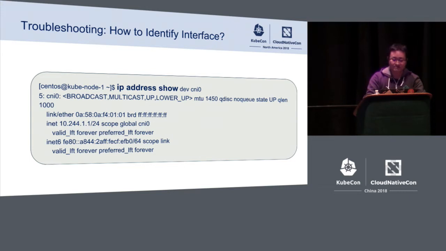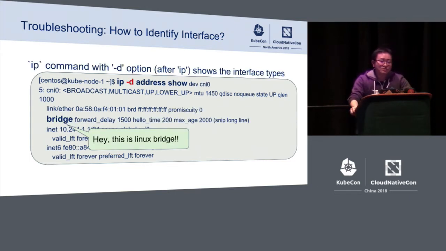So the first step is the ip command with the -d option, which shows the interface type. The location of the -d option is important: just after the ip command, so ip -d address. Of course, the other ip commands also support the -d option, so ip -d link show.